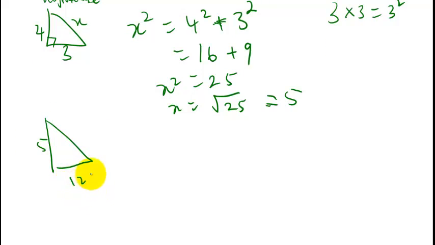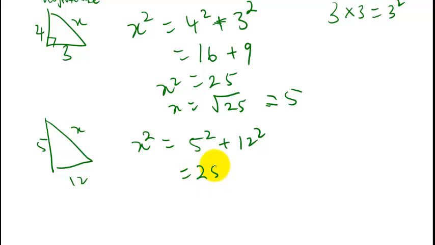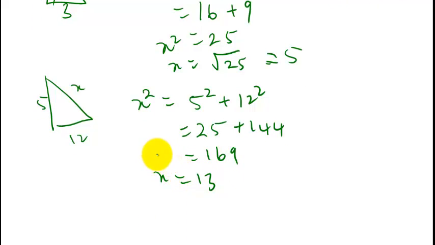Alright, let's try to find this one again. x squared equals 5 squared plus 12 squared. 5 squared is? What's 5 times 5? 25, sorry. Then plus 144. x equals 13 when you square root it. Cool. And x becomes 13.